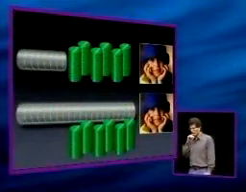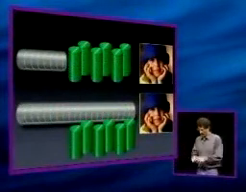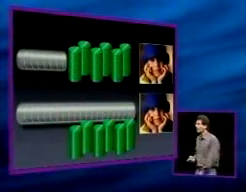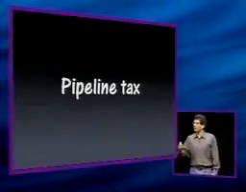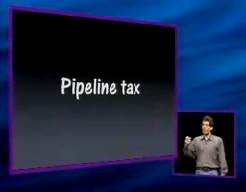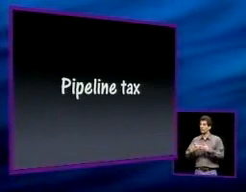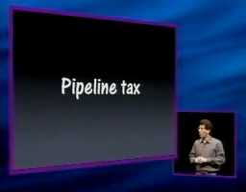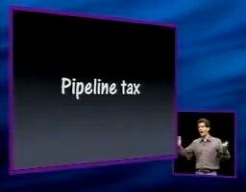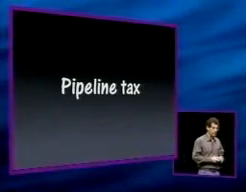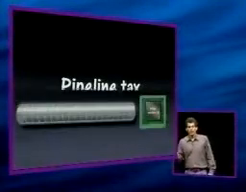But it's not a perfect world, and there's inefficiencies associated with long pipelines. That's been called in the press lately the pipeline tax. The pipeline tax occurs because there are bubbles in the pipeline that come from data dependencies. That's where one instruction is dependent on the data from a previous instruction. Or even more catastrophic, certain branches can cause the entire pipeline to drain. So let's take a look at this again.